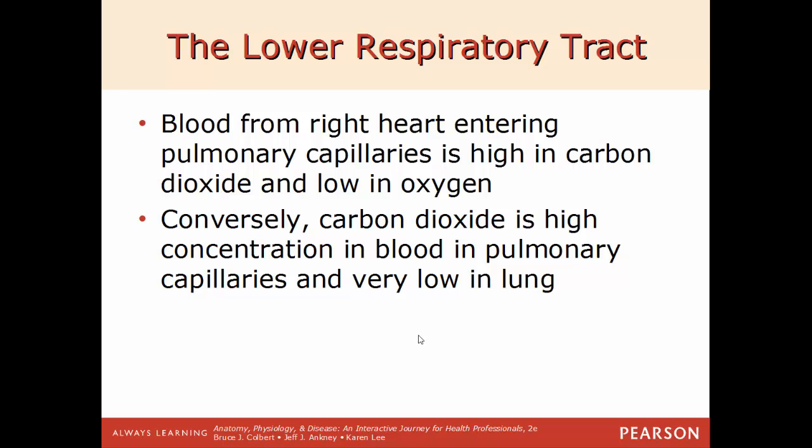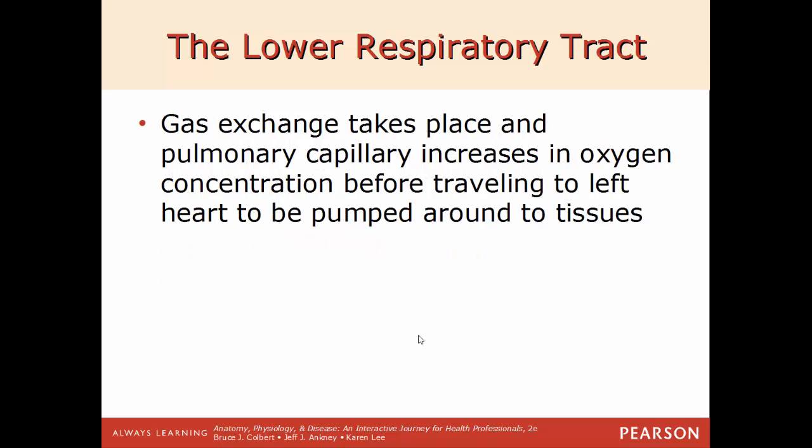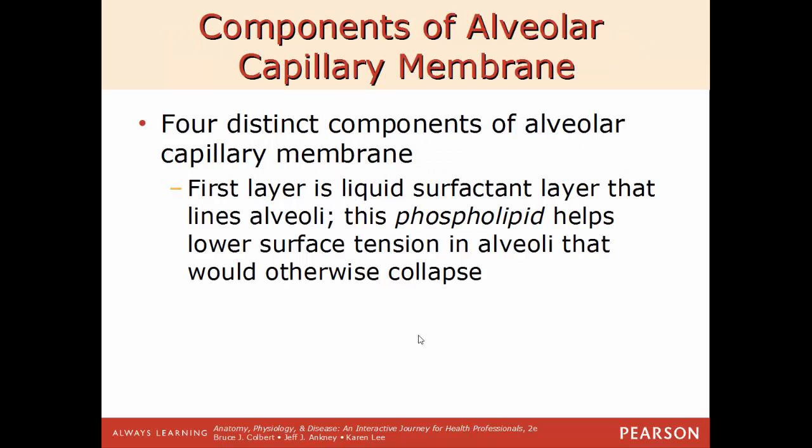Now blood from the right side of the heart is blood that has little oxygen in it. So the blood from the right side of the heart entering the pulmonary capillaries is high in carbon dioxide but low in oxygen. And conversely, carbon dioxide is low in the lungs. So the gas exchange will take place, so carbon dioxide will leave your blood and go into your lungs so you can exhale it. The oxygen will leave your lungs and go into your blood so it can go to the heart and be pumped to your tissues. Alright, now we'll talk about the components of the alveolar capillary membrane.